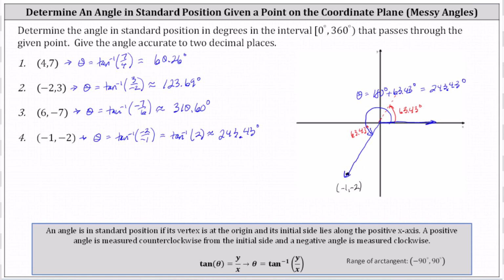So again, the important part about these types of problems is to make sure you plot the point on the coordinate plane and then make sure the angle theta terminates in the correct quadrant and is in the given interval.